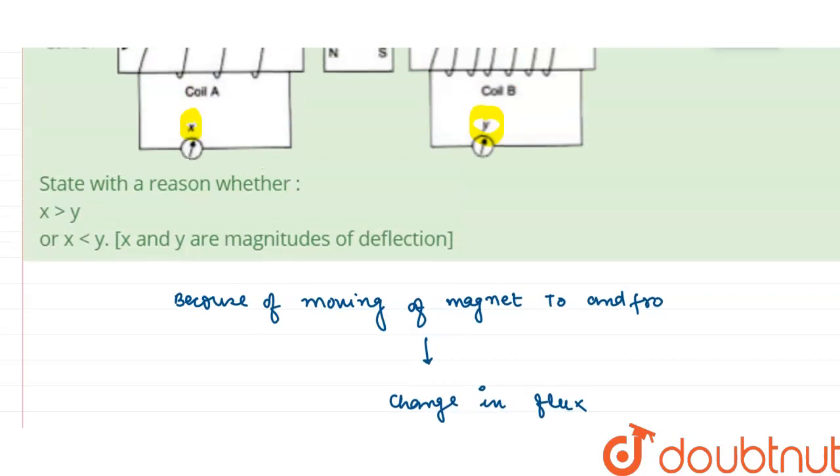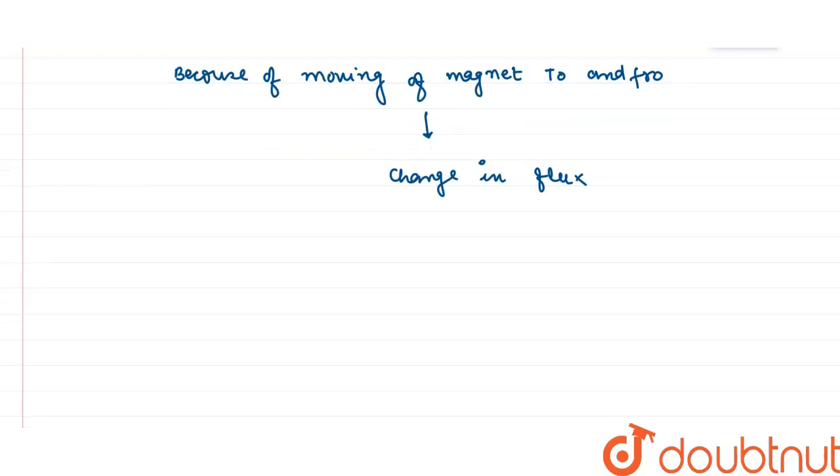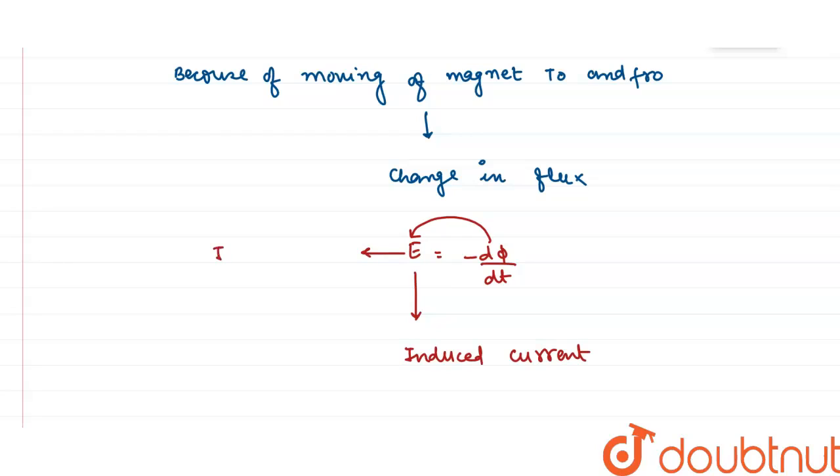Now we know that change in flux basically induces EMF. The induced EMF, that is E, is given by minus d phi upon dt. That means change in flux basically induces the EMF. And because of this induced EMF, there is an induced current which is flowing in this circuit. This E is basically the induced EMF.